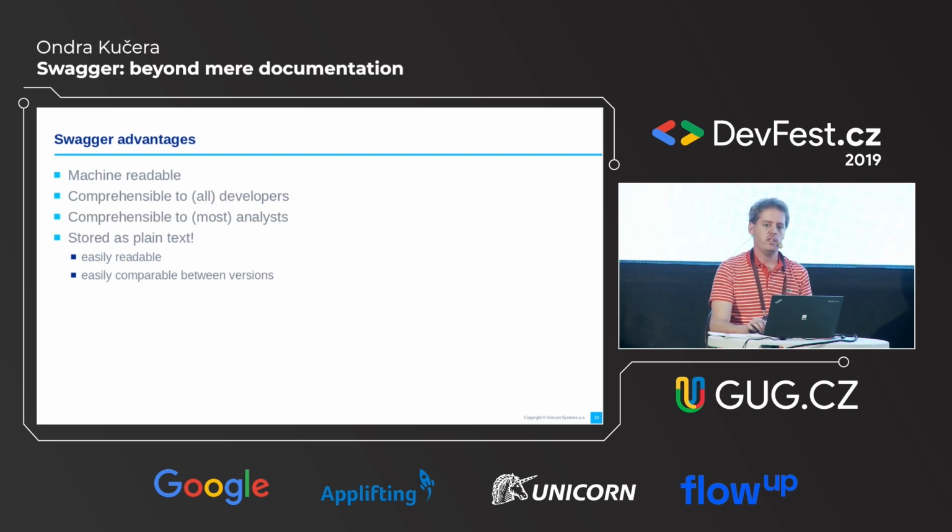What are the advantages of using Swagger over, for example, long PDF documents? Well, the biggest advantage, obviously, is that it's machine readable, and I will show you what you can do with that later.